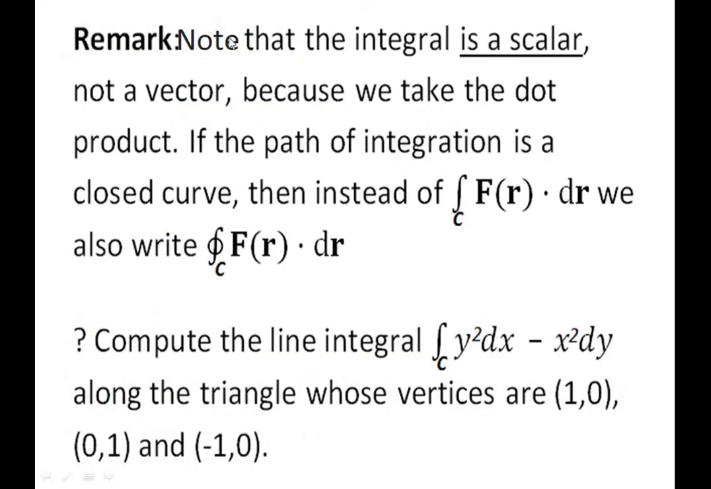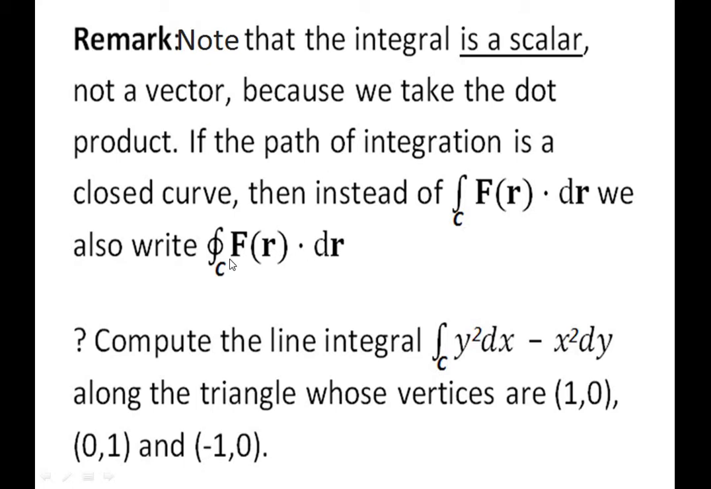Then we have a remark. Note that the line integral is a scalar, not a vector, because we take the dot product. We already studied that the line integral, integral over C f dot dr, is the dot product of two vectors, and the dot product of two vectors is a scalar quantity. That is, the line integral is a scalar, not a vector. Okay. If the path of integration is a closed curve, then instead of integral over C f of r dot dr, we also write the closed integral over C f of r dot dr.